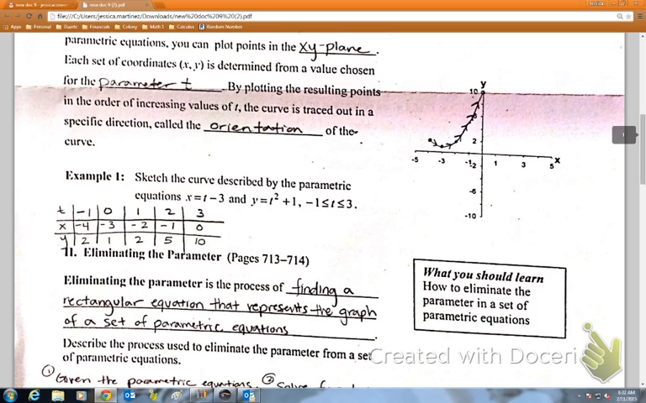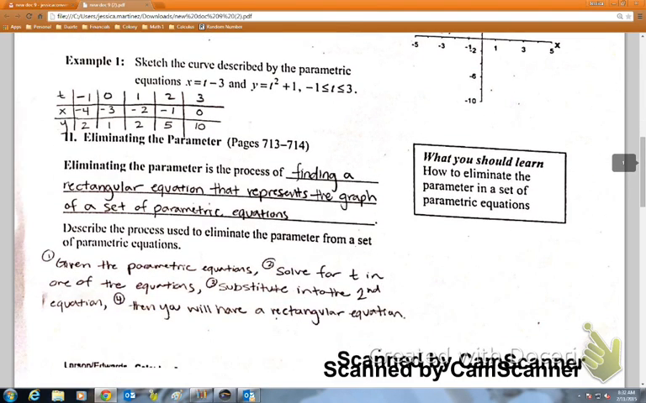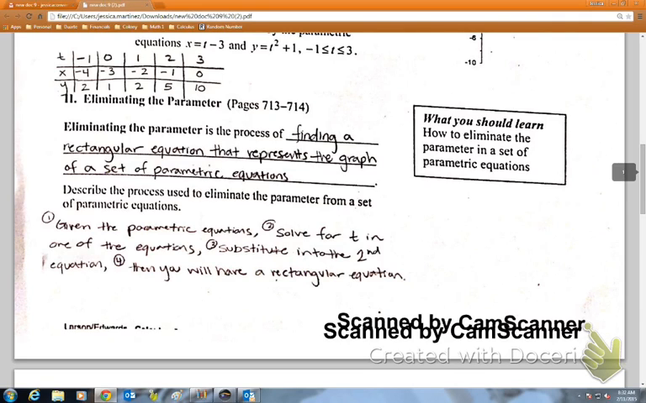You can also eliminate the parameters, so you can get rid of t altogether, and here's how you do it. It says eliminating the parameter is the process of finding a rectangular equation, and remember that a rectangular equation is any equation that has just x's and y's. It doesn't have the parameter t in there. So finding a rectangular equation that represents the graph of a set of parametric equations. And here's the process used to eliminate the parameter.